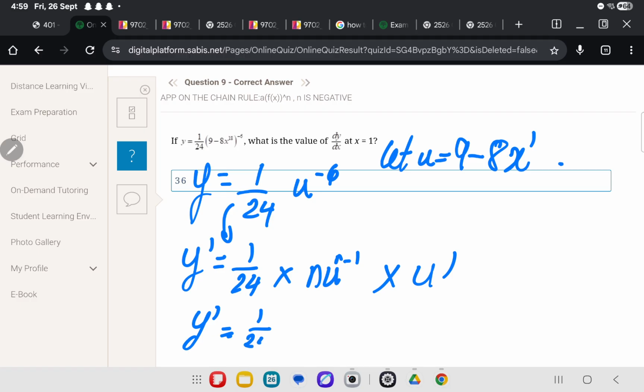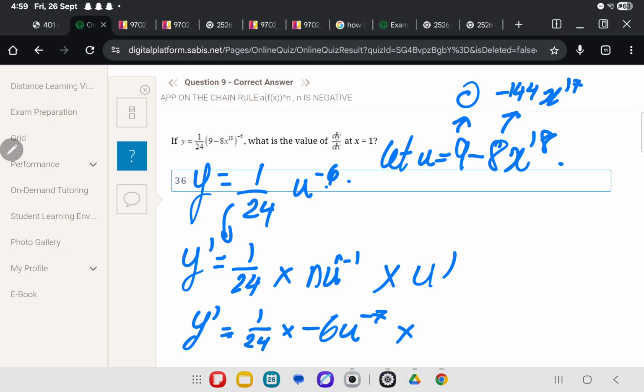So 1 over 24 times, I have u to the power of negative 6. So it's going to be negative 6 u to the power of negative 7, because negative 6 minus 1 is minus 7, right? And I took minus 6 down. So times u prime, this constant will derive to a 0, okay? And this is to the power of what, 18? So this is going to be minus 8 times 18, minus 144 x to the power of 17.